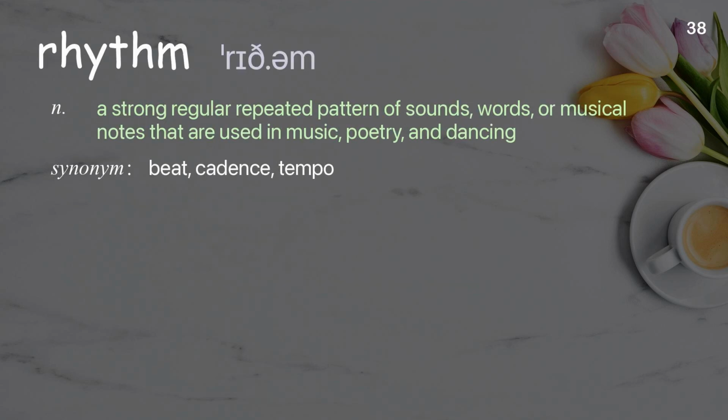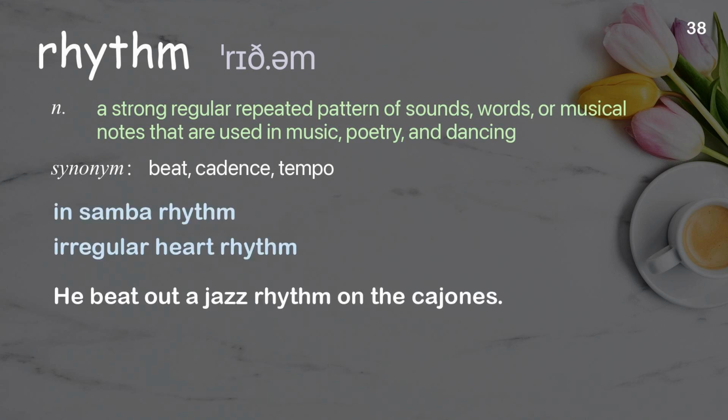Rhythm. A strong, regular, repeated pattern of sounds, words, or musical notes that are used in music, poetry, and dancing. Examples: In samba rhythm. Irregular heart rhythm. He beat out a jazz rhythm on the cajon.